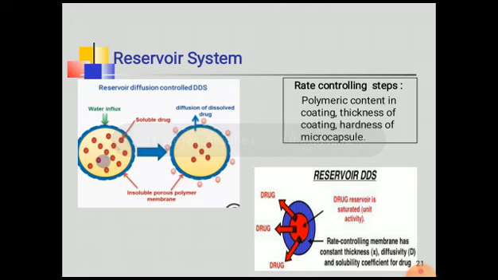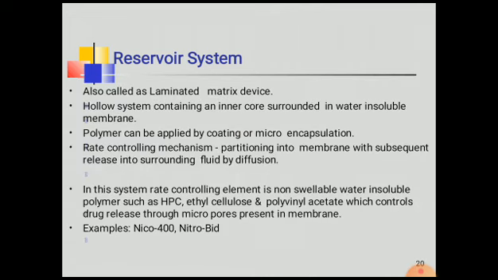So this is about the reservoir system. I hope you understood. In the matrix diffusion system, two types will be there, soluble and non-soluble. In the reservoir system, a laminated matrix system will be there. First we prepare the matrix system and then we coat that matrix with the polymeric membrane. Just read these and you will get to know. So this is about diffusion. I hope you understood dissolution also.